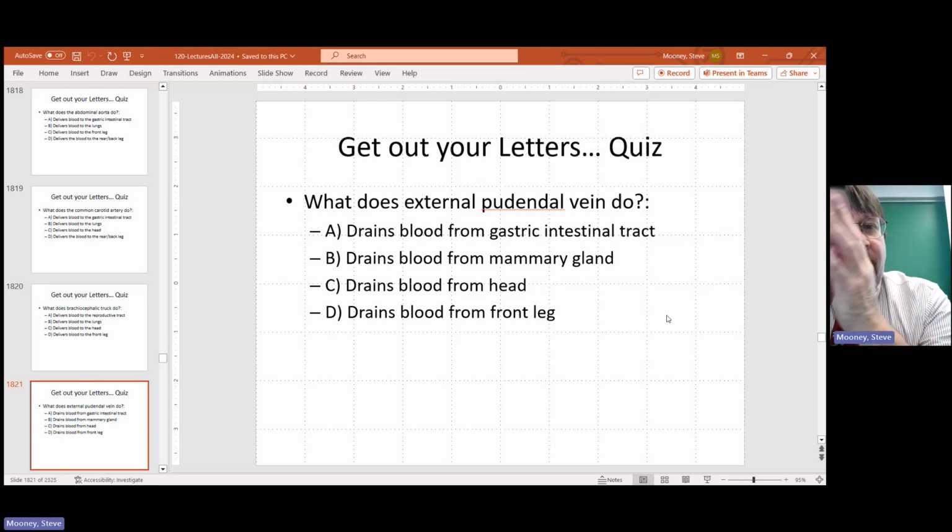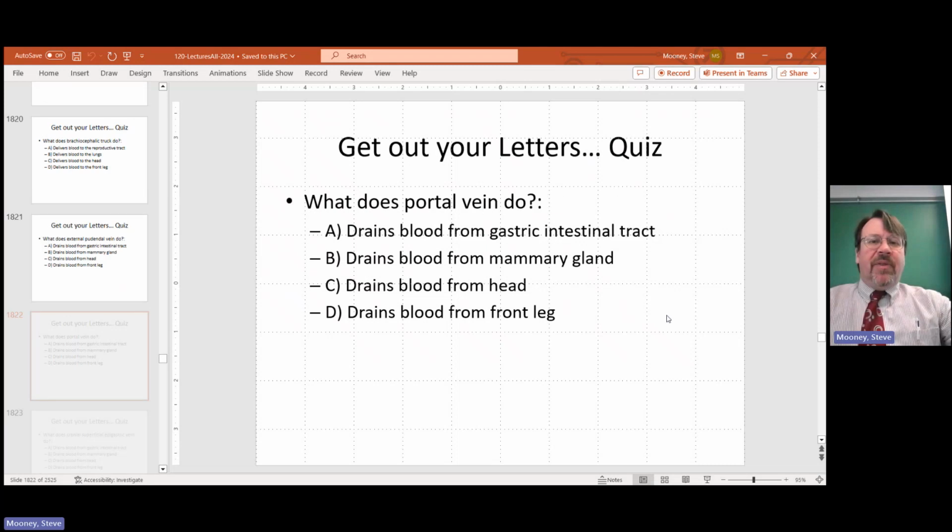External pudendal vein. What does that do? It's going to drain. What do you think that does? Nothing really there to help you, right? It is B. It's going to drain the mammary gland. You have a right and a left one. We're just going to worry about the generic one from either side.